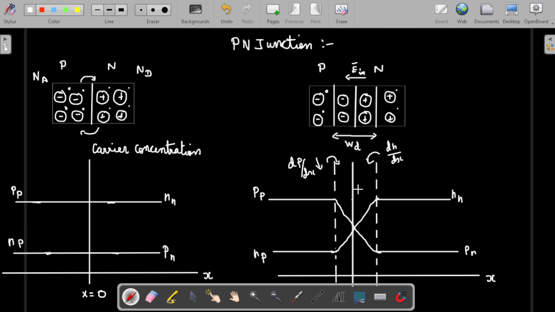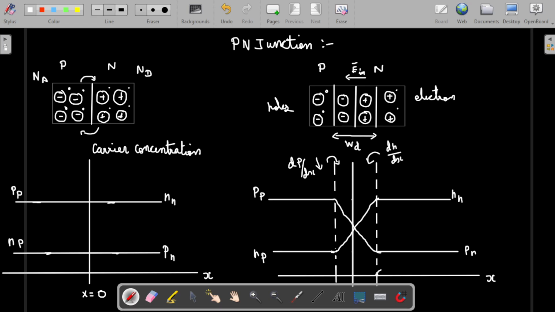Let me put it in a short way. Here the holes are the majority charge carrier, but here the electrons are the majority charge carriers. So the majority charge carriers in the p-type region eventually fall and become minority charge carriers in the n-type. Here the minority charge carrier electrons will eventually increase and become majority charge carriers in the n-type. So that is what we are showing here. I hope it is now understood.